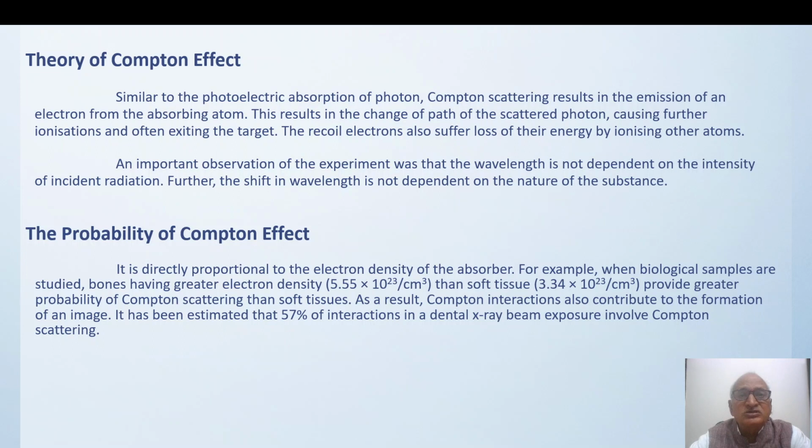This results in the change of path of the scattered photon, causing further ionizations and often exiting the target. The recoil electrons also suffer loss of their energy by ionizing other atoms. You remember in the beginning I told you high energy radiations are used to study Compton effect.